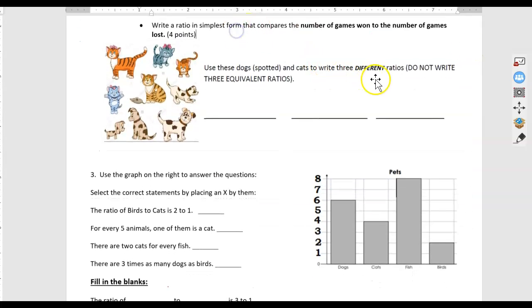Okay, let's keep going here and take a look at anything else. We're writing 3 different ratios, and it says here, do not write 3 equivalent ratios. So when we're looking at the cats and the dogs here, the dogs are spotted. So if it's hard to tell on the sheet, these are the dogs here, and the cats are up here. So just write 3 different ratios. It could be cats to dogs, it could be dogs to cats, it could be cats to total animals, or dogs to total animals, or total animals to dogs. So there's a lot of different ways we can assemble this information to write ratios.